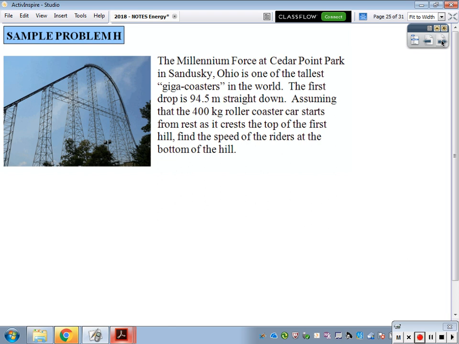So here's what I'm going to have you do. I'm not going to put it up on the board. I'm going to have you do it as we go along and break this into two parts. First, we need to know what the potential energy is at the top of the first hill. Two, we know that amount of energy is converted to kinetic at the bottom. And then just like in our last problem, if we know the kinetic energy, we can solve for what the speed should be.